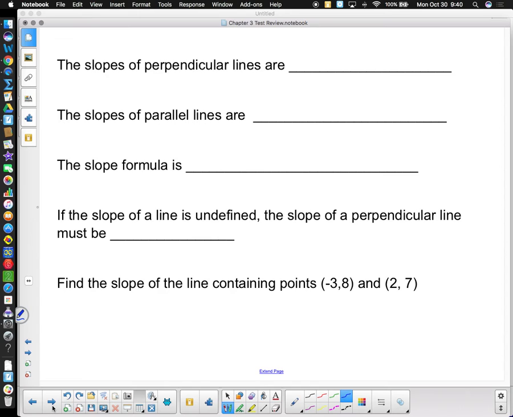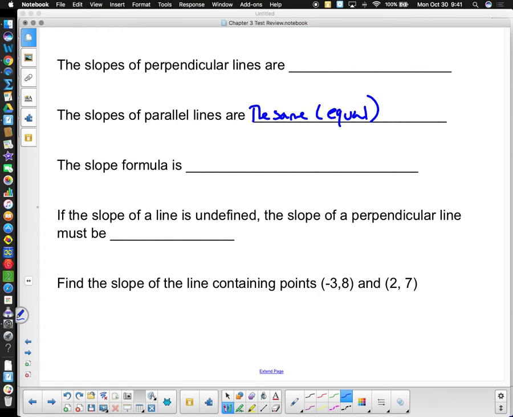The slopes of perpendicular lines are. You got some fill-in-the-blank answers here. You're going to see this tomorrow too. Got to know some definitions. The slope of perpendicular lines are. Nope. Not perpendicular. The slope of parallel lines are the same. Or equal. All right, the slope of perpendicular lines are reciprocal. Yep, negative reciprocal. Okay, or flipped and negative would be fine.